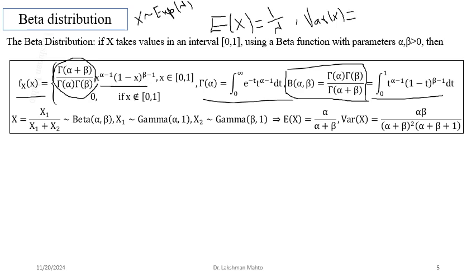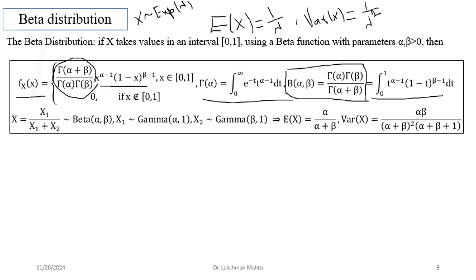So variance is 1 by lambda square. In the gamma distribution, we had already seen that the expectation of a gamma random variable would be alpha by lambda, and variance would be alpha by lambda square. Very simple. It is just derived from that exponential random variable.